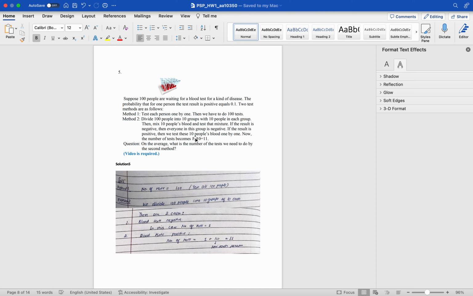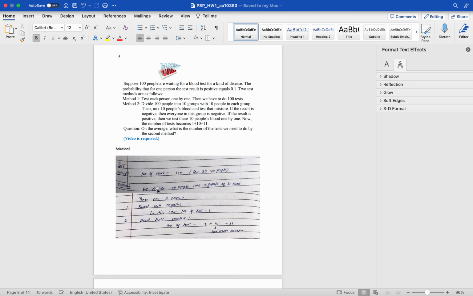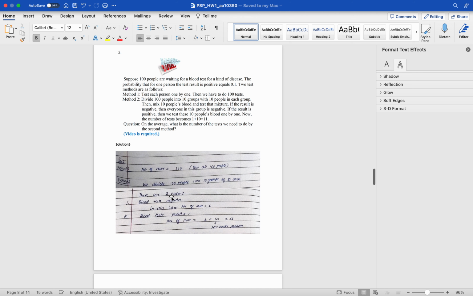So in that case we'll have 1 plus 10. 1 is for that particular group, and 10 is the test for each individual. So that will be 11 tests. So we have to find on average the number of tests that we need to do by the second method. So we know for the first method we have number of tests as 100 because it's given we test each person one by one. For the second method we can have two cases.